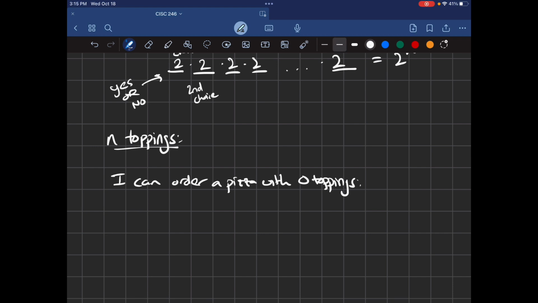How many ways are there to do that? Well, there's one. That's where you just get cheese pizza, no topping. And then you're pretty much partitioning all of the pizzas by the number of toppings they have. So if there's n toppings, then you could also have 1 topping.